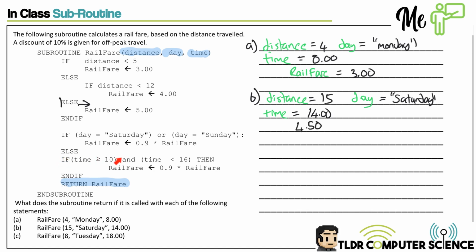And then if time is greater than 10, is it greater than or equal to 10? No, so it's that if not indented. Oh, sorry, this should be indented as well. Yeah, this is really not ideal. So this should be in here. So we've got end if, and so then rail fare is that.